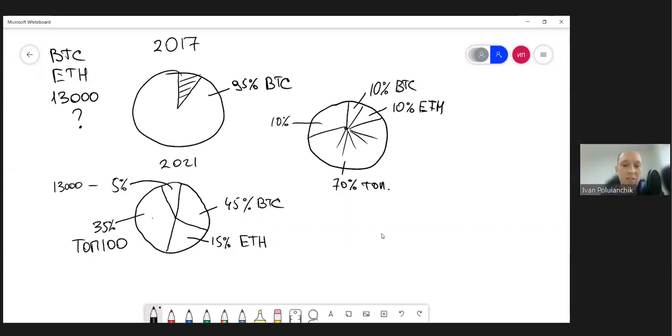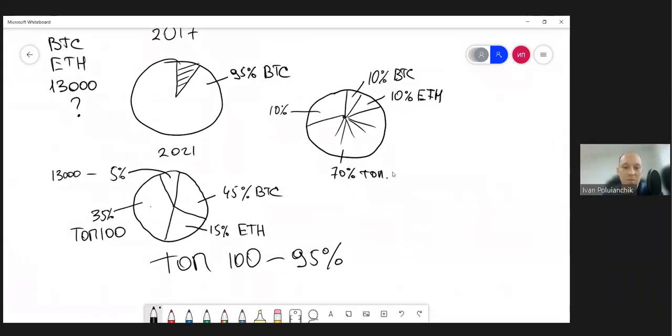Therefore, if you want to invest into the market as such, overall, then you need to buy at least top 100 coins, which is 95% of the market. And this way, you may capture the maximum number of potential assets that will be growing. And how to do it?